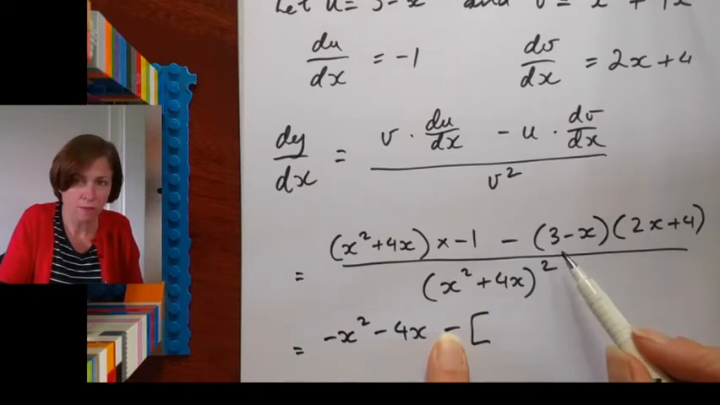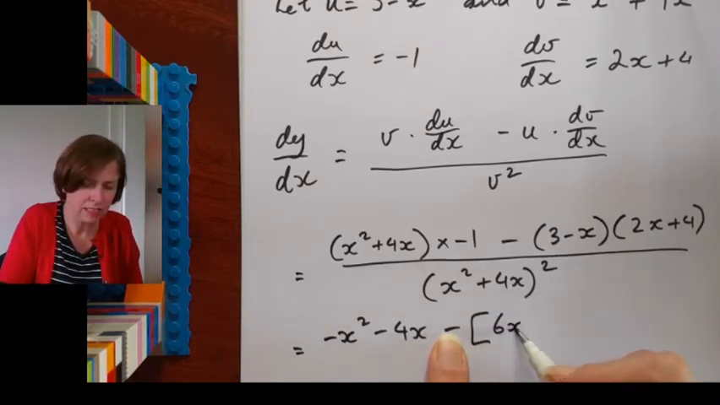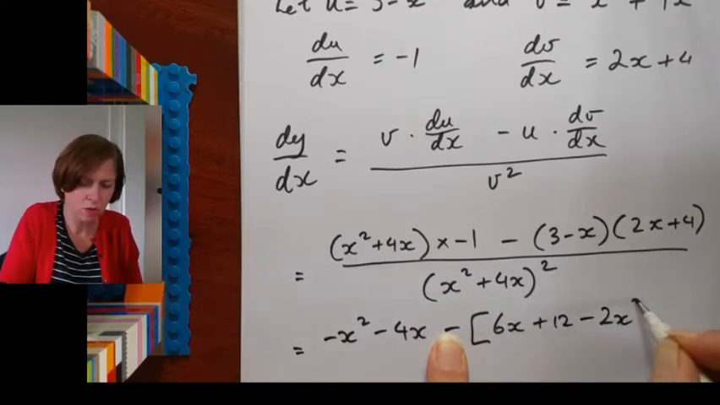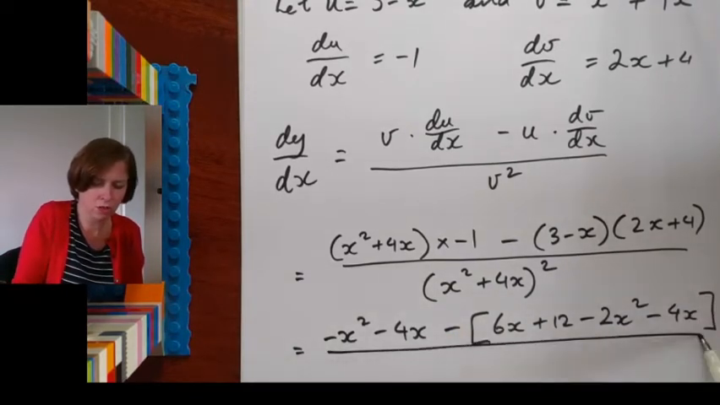So 3 times 2x is going to give me 6x. 3 times 4 is plus 12. -x times 2x, -2x squared. -x times 4, -4x. Don't lose your denominator.